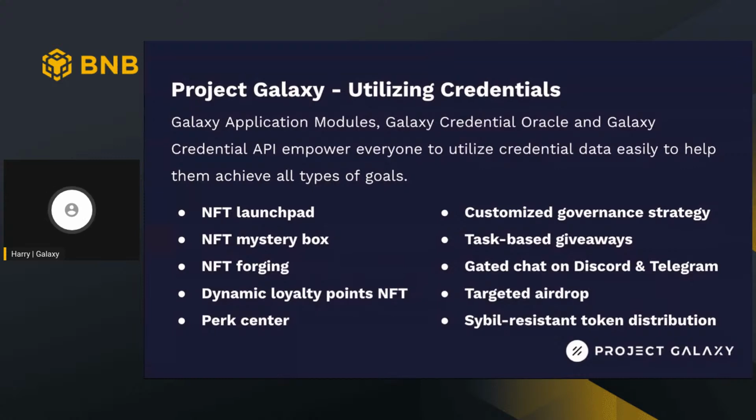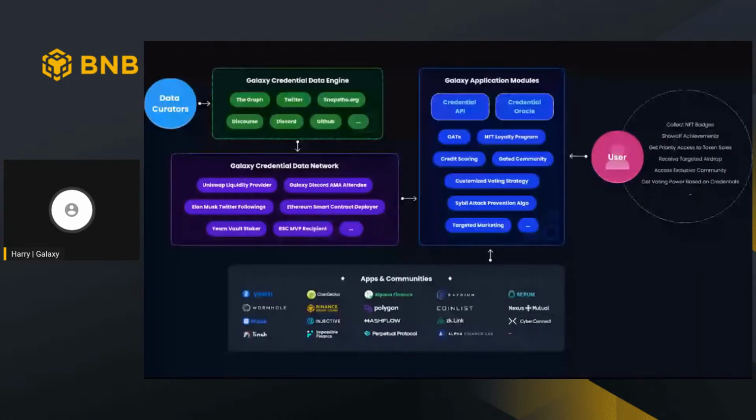Because we have this closed loop where curators come in and contribute data, and they're also getting paid when others come in to use these data, this creates a flywheel effect. The more data we have in the network and the better tools we build, the more people would come to Galaxy to use the data, which would then generate more revenue and in turn incentivize more curators to contribute. So this is the flow chart of how Galaxy works.